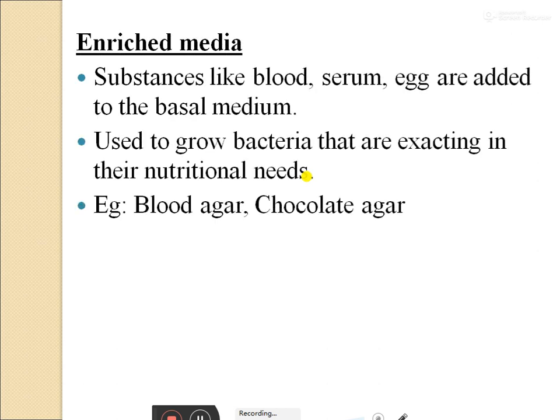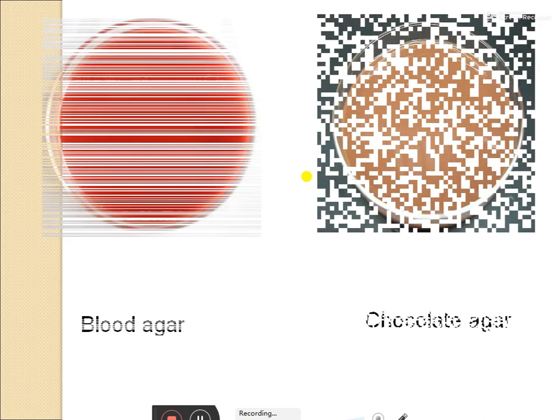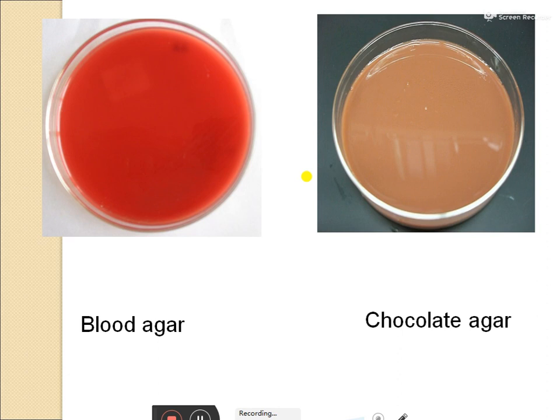Then enriched media: substances like blood, serum or eggs are added to basal media, and they are used to grow the bacteria that are exacting in their nutritional needs. For example, blood agar or chocolate agar contain some enriched nutrients in the media to facilitate the growth of microorganisms. So, these are examples of blood agar or chocolate agar.